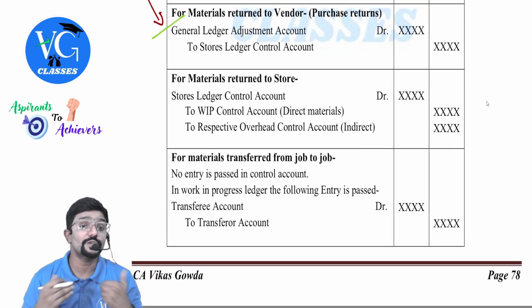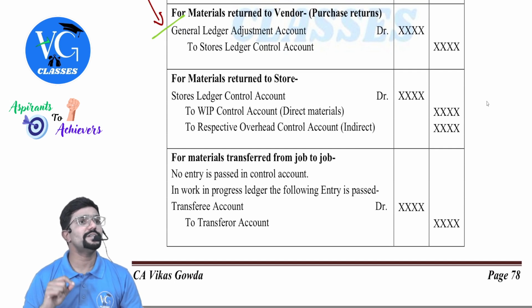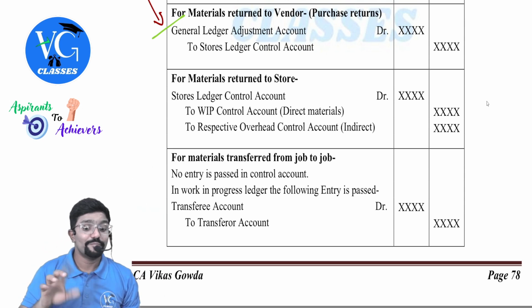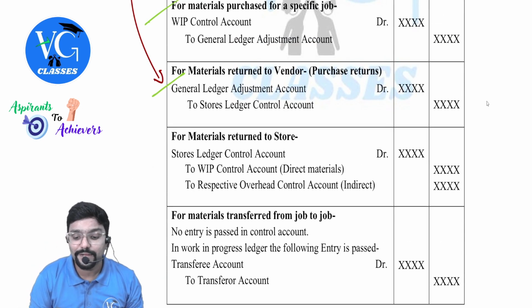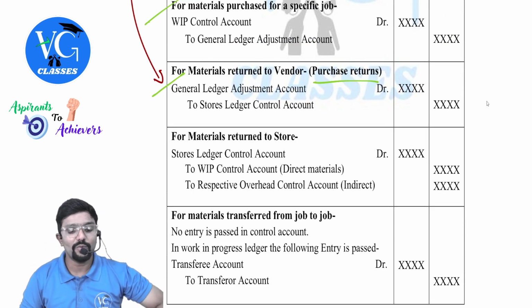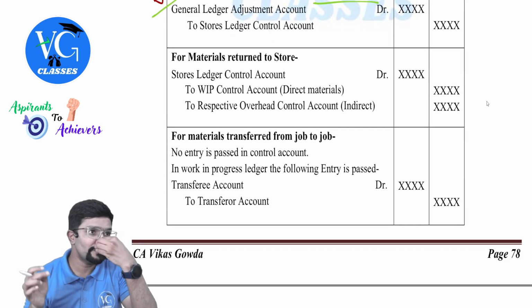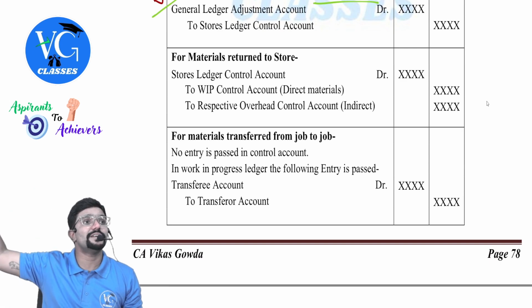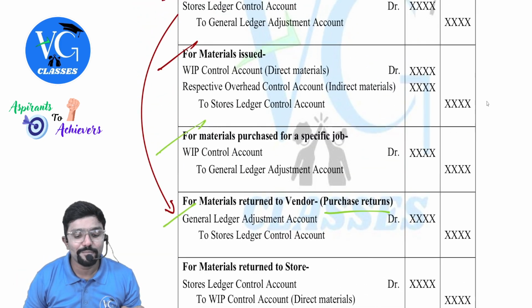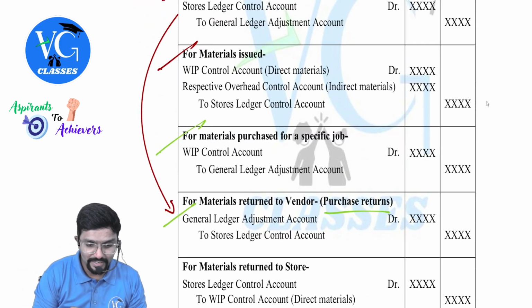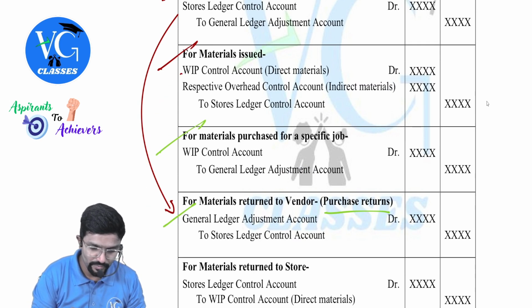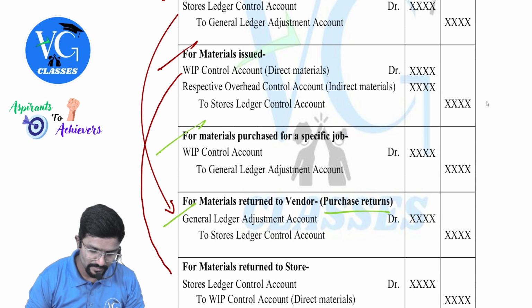Material returned to store. Who is returning to whom? Production to store. This was purchase returns, which I mentioned in the bracket, whereas what we are discussing now is return from production to store. When I issued to production, where did it go? Direct material to WIP, indirect to factory overhead. Here we have passed an entry, and now we have to reverse it.